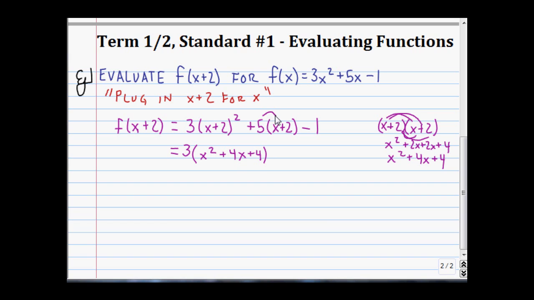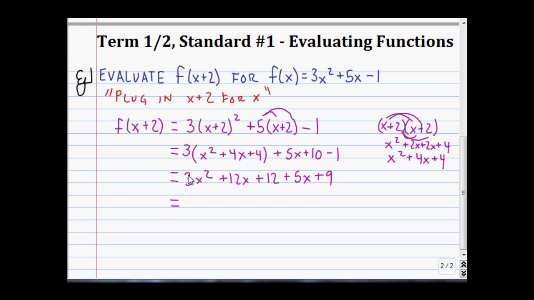Over here, once again, we don't have to do as much work, but we do have to distribute it in. We'll get plus 5x plus 10, all minus 1. And now, once again, we're just going to have to keep simplifying. So I see some distributing here. 3 times x squared is 3x squared. 3 times 4x is going to be plus 12x, and 3 times 4 is going to be just plus 12. We're still left with plus 5x, and then 10 minus 1 is plus 9.